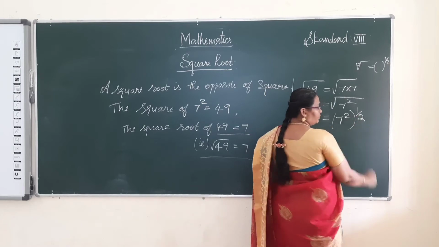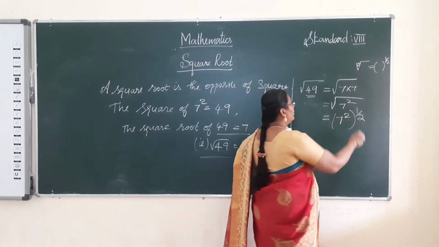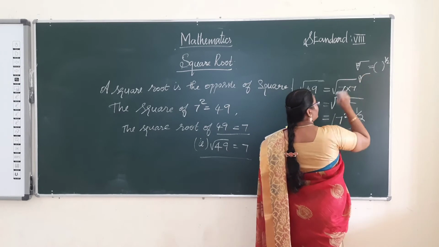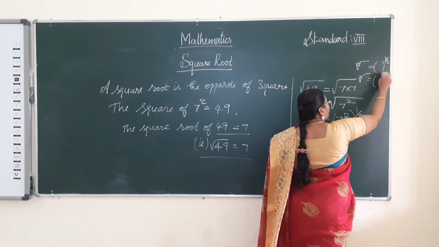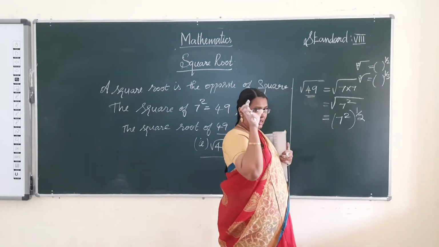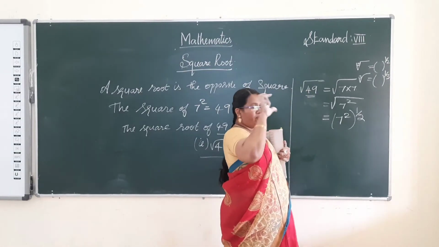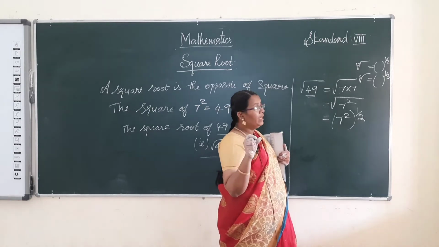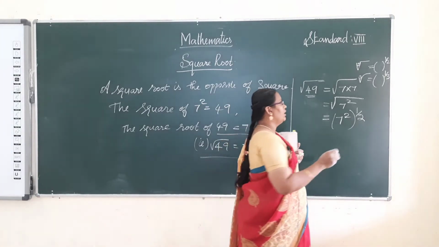So for 7 squared, what is the value of the square root? The square root value is 1 by 2. Cube root means here we should write 3, so the power of 1 by 3. The number is written with the power of 1 by 3.